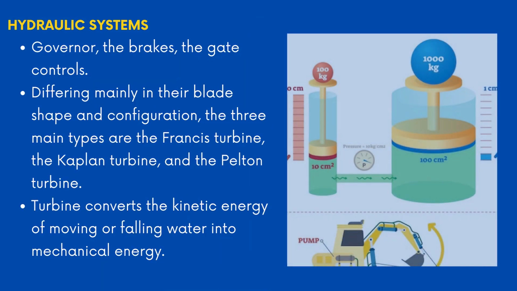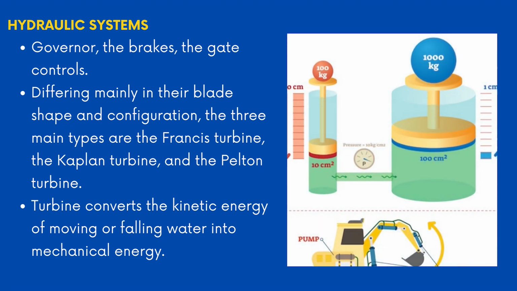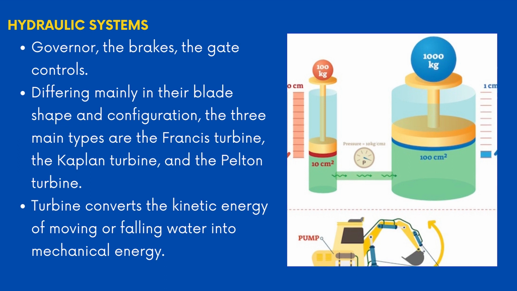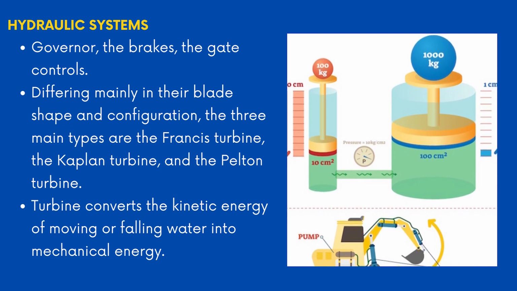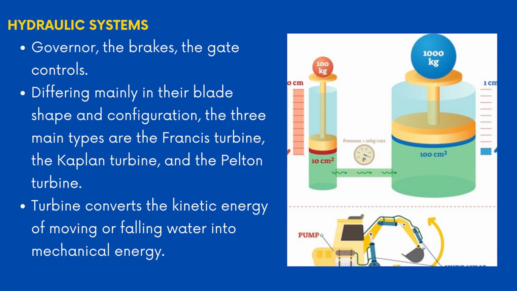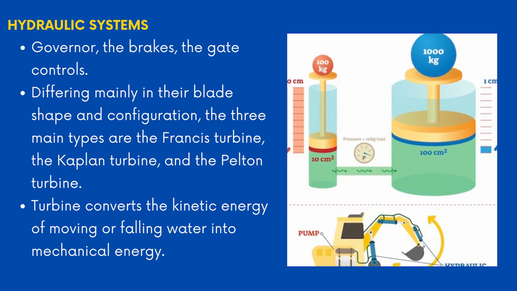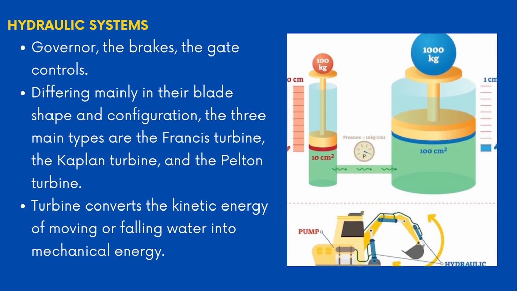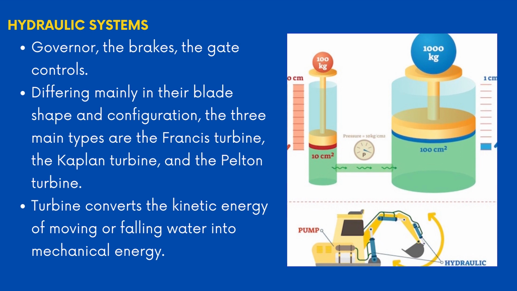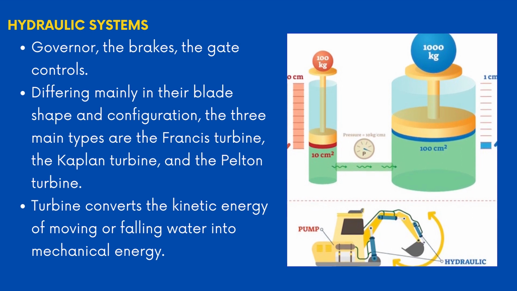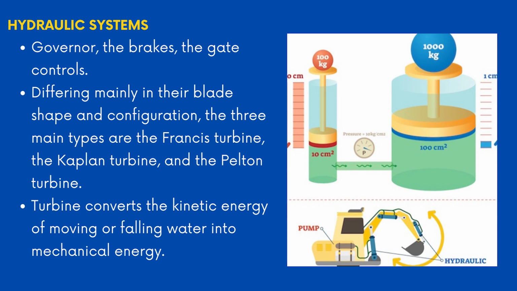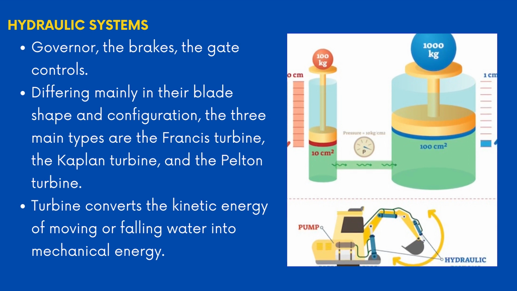The governor, the brakes, the gate controls and so on work together to open and close the apertures that allow water to flow downstream from the reservoir. The water wheel of the past has evolved into the modern turbine. Differing mainly in their blade shapes and configurations, the three main types of turbine are Francis, Kaplan and Pelton turbine, named after their inventors. All these discussions we have already done in our previous lecture.